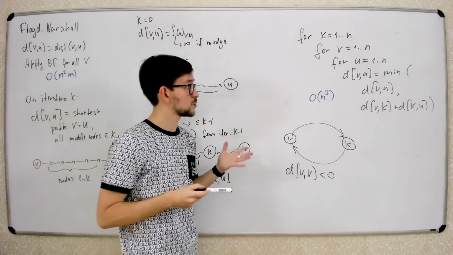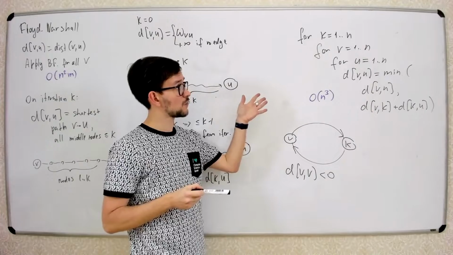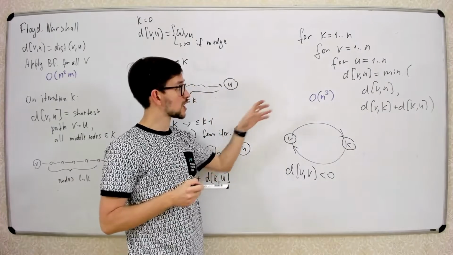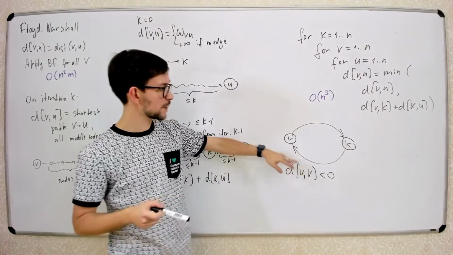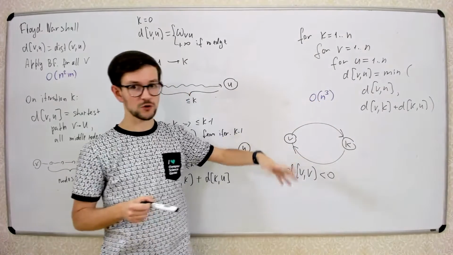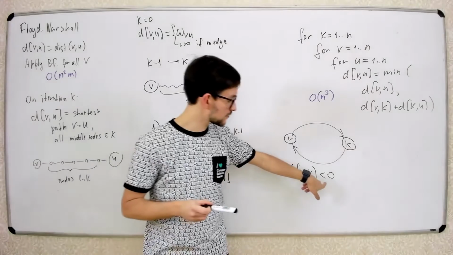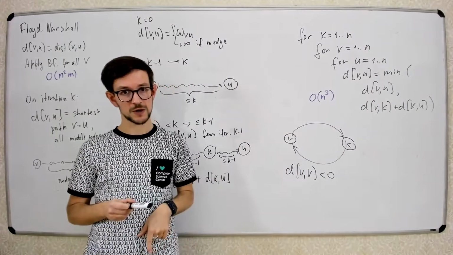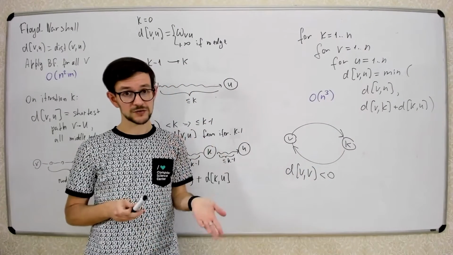So the way to detect a negative cycle in the Floyd algorithm is very simple. After each iteration, you just need to check that on the diagonal of this matrix you have all zeros. If you have some value that is less than 0 on the diagonal of this matrix, it means you have a negative cycle.